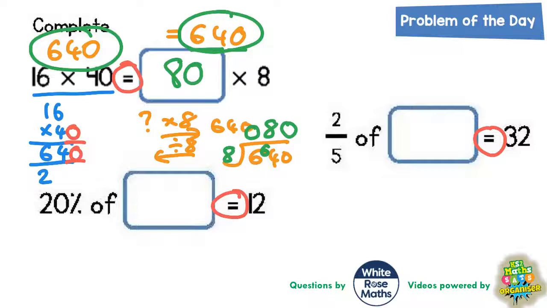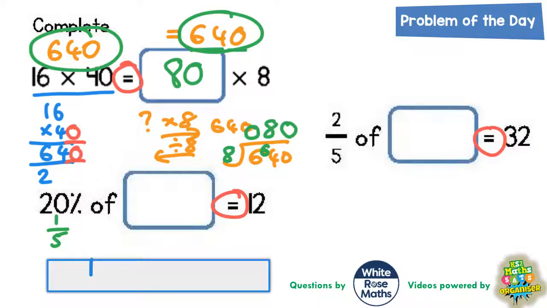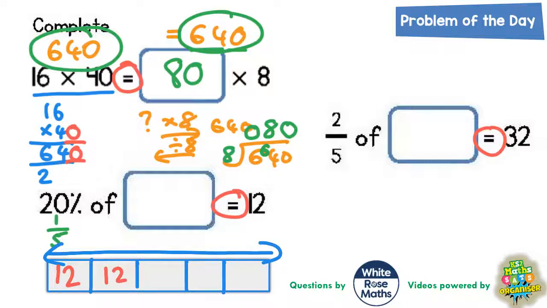20% of something is 12. Well, 20% is the same as a fifth. If you imagine a bar split into fifths, we're saying that 20% of this mystery number, well, the mystery number would be the total of the bar, is 12. So what we can do there is write 12 on the 20%. But if 20% is 12, then the other 20% is 12, another 20% is 12, another 20% is 12, and another 20% is 12. So all the 20% are worth 12.